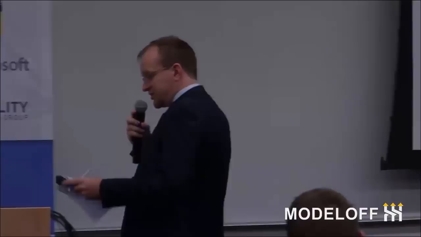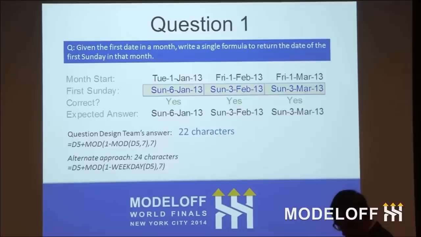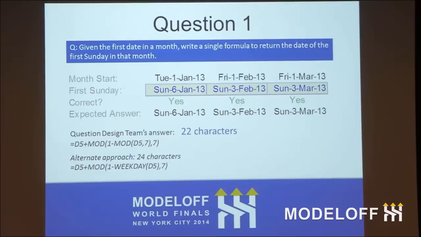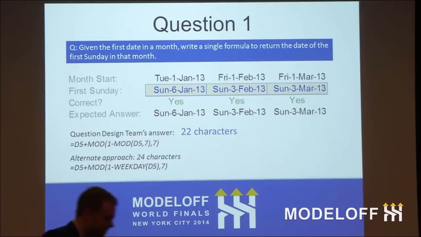Now, you'll see on the board is the 22-character solution that the question design team came up with. This was based around the mod function. Dates are stored as numbers, relying on the fact that Sunday 1 January 1900, as far as Excel is concerned, was a Sunday. It actually wasn't, but that's another story. We can just take the date mod 7, and that'll tell us what day of the week it is and do some work around that. The better solutions all took the same broad approach, but did it more efficiently. You can see also a 24-character one using the weekday function.